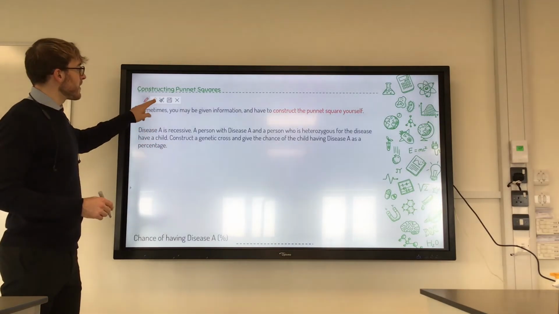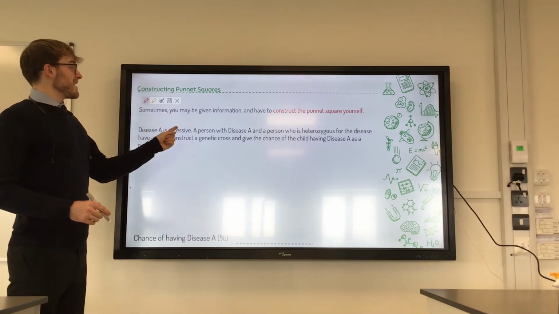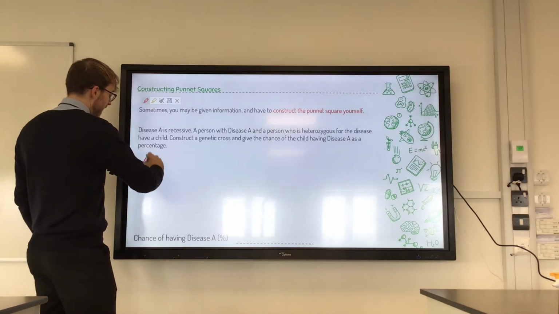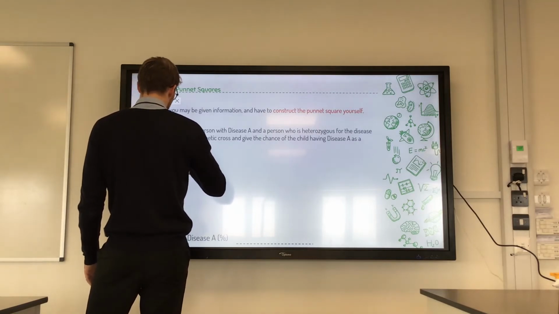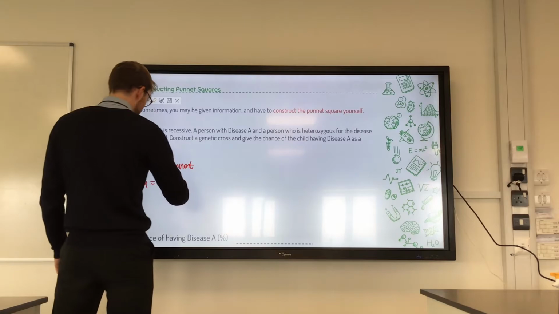So first off, let's look at the information we're given. Disease A is recessive. Let's use the letter A as our alleles. A, capital, will then be dominant, and a lowercase a is recessive.